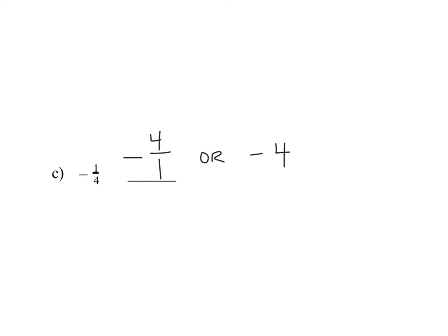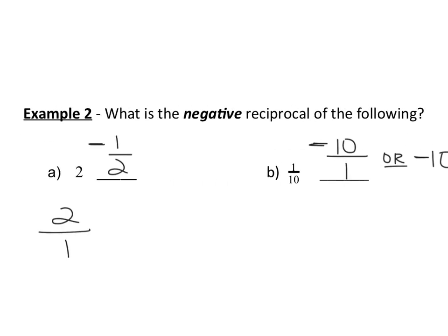The second step is to change the sign. So this is already a -4. If I want to change the sign, it's going to become a +4. So the negative reciprocal of -1/4 is a +4.